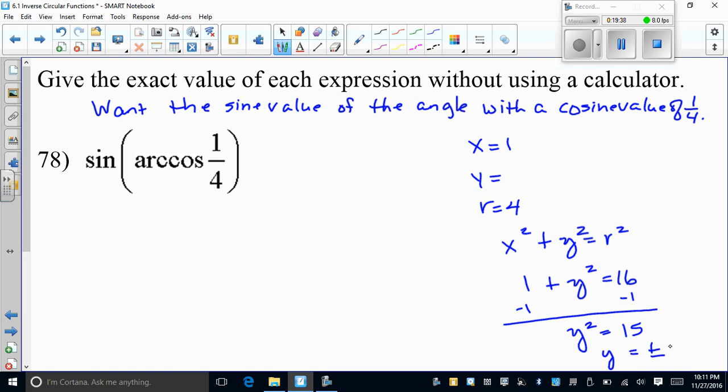Now, if they don't tell you which quadrant you're looking for, positive, negative, we go like this. Cosine is positive. When we're doing arc sine, arc cosine, the only time sine and cosine are both positive is when we're in quadrant 1. So we're going to assume we're in quadrant 1 rather than quadrant 4, because we don't know if the x value is positive or negative.